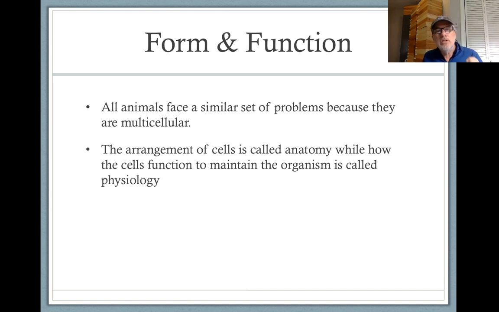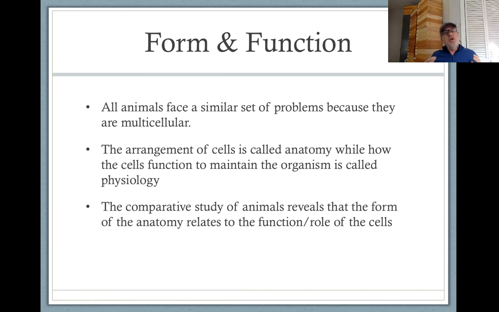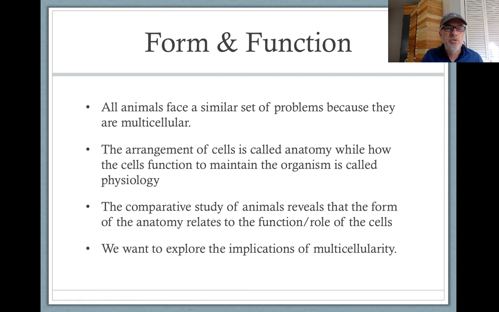The arrangement of cells in a multicellular organism is called anatomy. But how the cells function to maintain the organism in its living condition is called physiology. The comparative study of animals reveals that the form of the anatomy relates to the function and the roles of the cells. So form and function are related to each other, and we're going to see that over and over again in this unit.